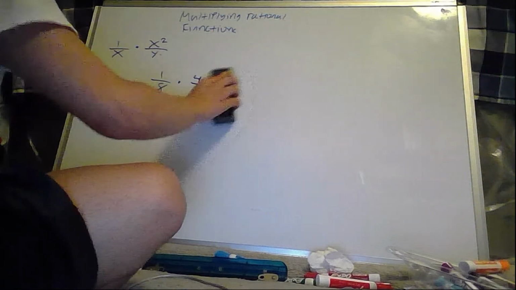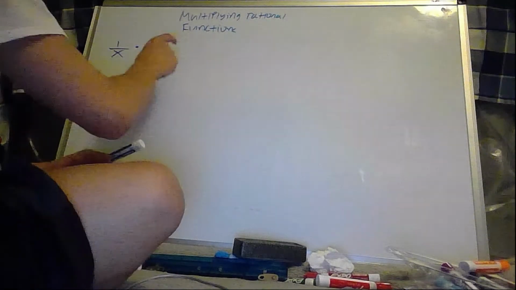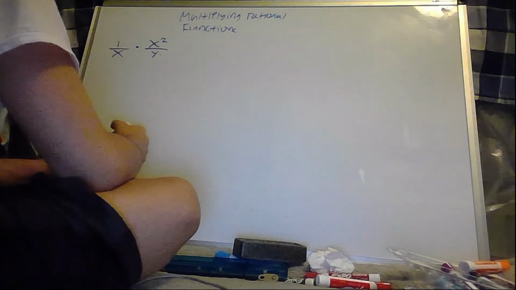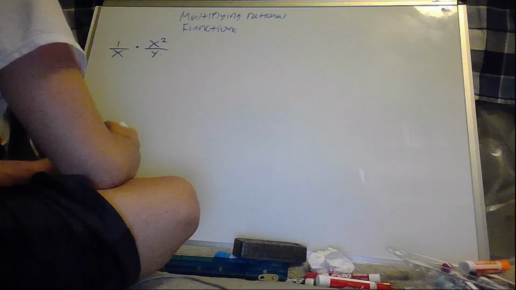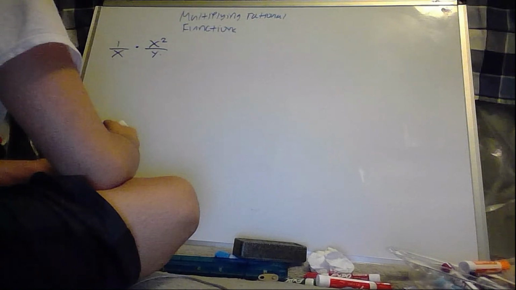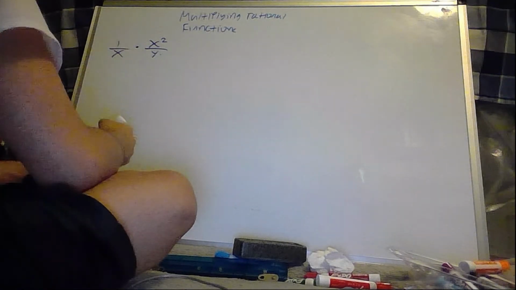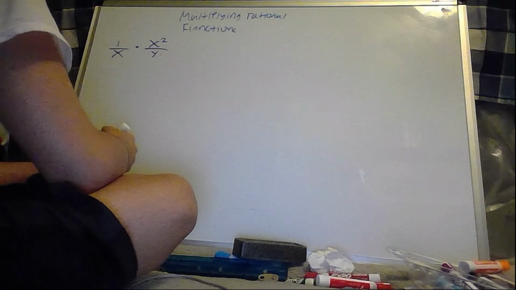Now, in algebra, specifically algebra 2 and college algebra, they want you to know how to do multiplication with rational functions. This is a very important skill because when you do rational equations and you're factoring everything, you want to know how they cancel out, right? This one says 1 over x times x squared over y. So this is pretty easy.